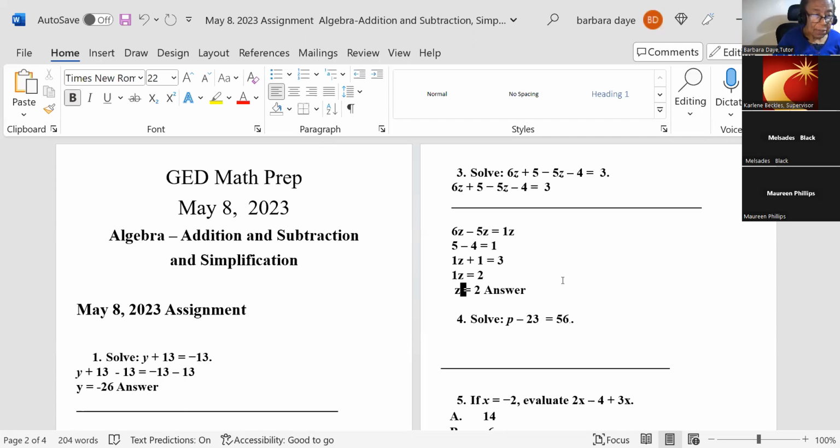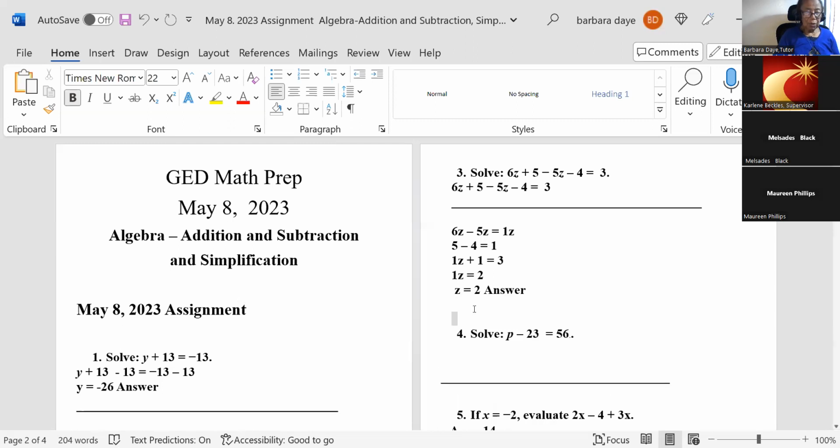No, miss. Thank you. And now you did number 4, but you have a different answer here, and your answer was 33. How did you get 33? Can you scroll up? Let me see, please. Okay, this is number 4. P minus 23 equal 56. Now I know how you got 33. You subtracted the 23, right? Yes. But Maureen, what should she do?